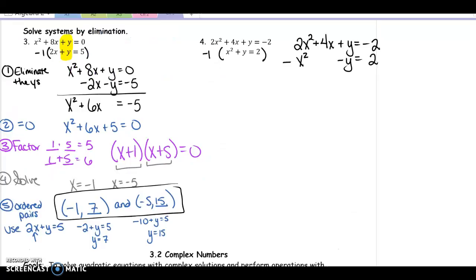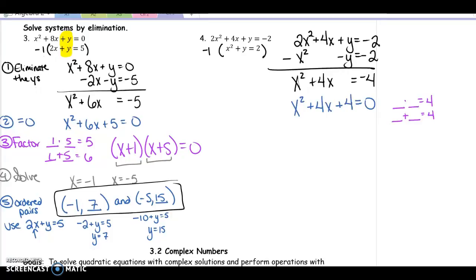On number 4, it's going to be in your best interest to line things up vertically. So when you multiply the bottom equation by negative 1, line up the negative x squared underneath 2x squared, line up the negative y underneath positive y, and line up the 2 underneath the negative 2. That way when you add things vertically, it all matches up and it'll be easier. Yep, it's supposed to be negative 2, which would make this negative 4. Get 0 on the side.